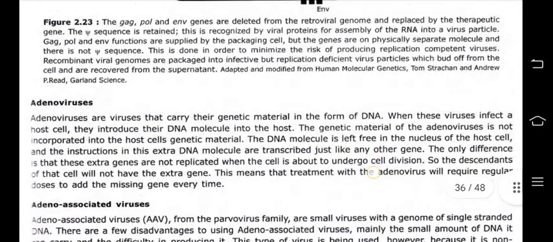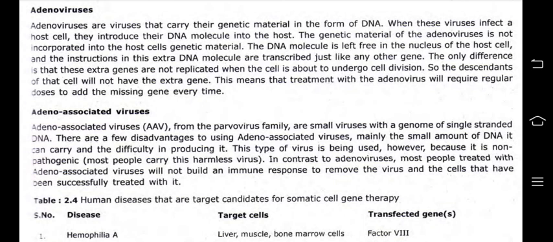Adenovirus. Adenoviruses are viruses that carry the genetic material in the form of DNA. When these viruses infect a host cell, they introduce their DNA molecule into the host. The genetic material of the adenovirus is not incorporated into the host cell genetic material. The DNA molecule is left free in the nucleus of the host cell, and the instructions in this extra DNA molecule are transcribed just like any other gene. The only difference is that the extra genes are not replicated when the cell is about to undergo cell division. So the descendants of that cell will not have the extra gene. This means that treatment with adenovirus will require regular doses to add the missing gene every time.